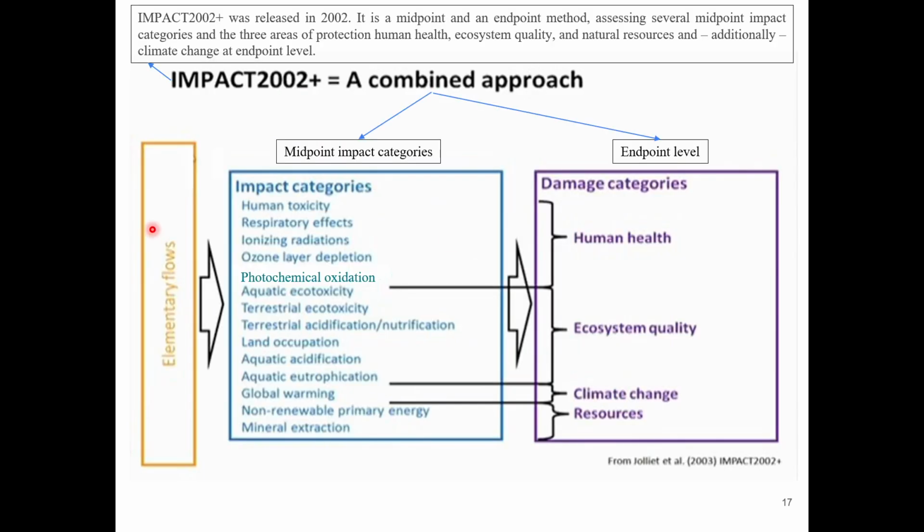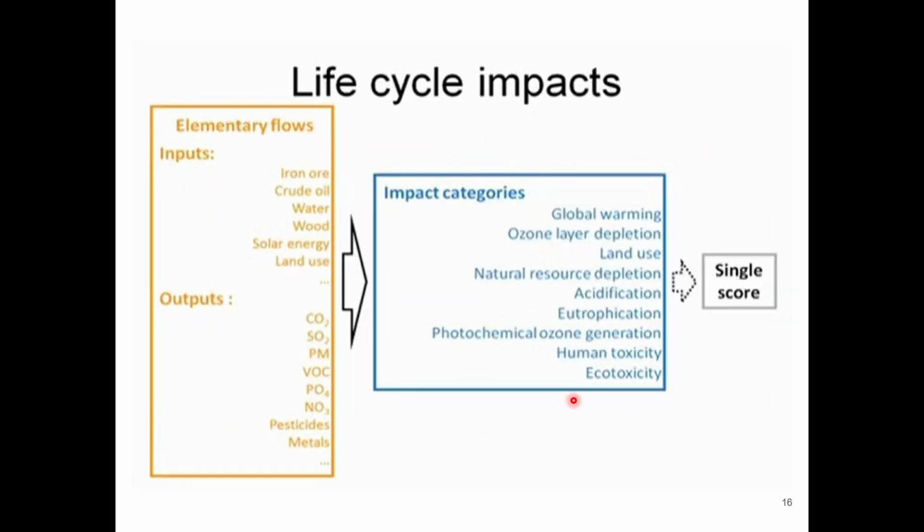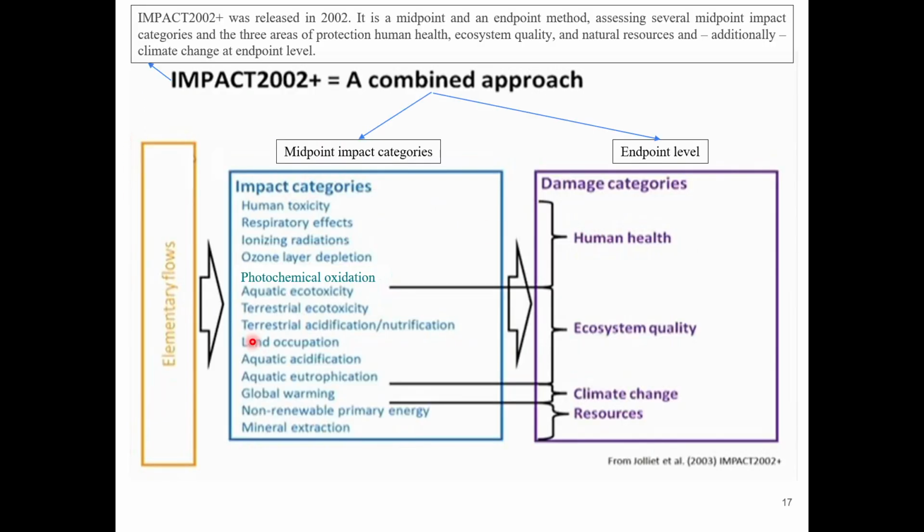In this regard, there is a very famous method, the IMPACT 2002+ method. It was released in 2002, and it works on this methodology itself. It is a midpoint and endpoint method. As we just discussed, these are the impact categories, and the final score is calculated from a damage category.